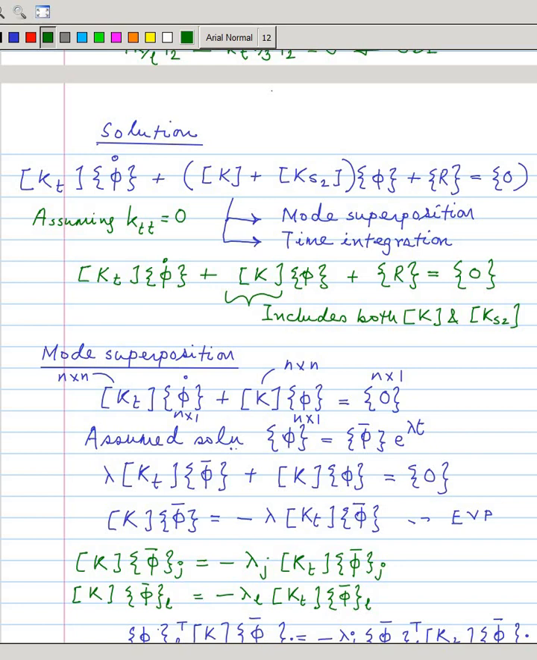So this is our starting equation where ktt matrix is null, and for the sake of convenience we are clubbing these two and calling it k. Though this is k and this is ks2, we are calling it k, but keeping in mind that this includes both k and ks2. So this is our starting point. What is done in this modal superposition, that we'll see here.